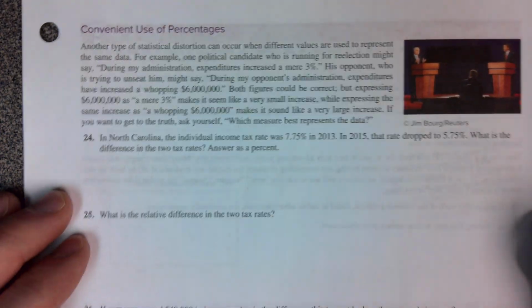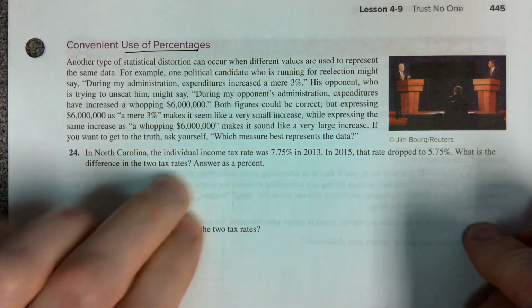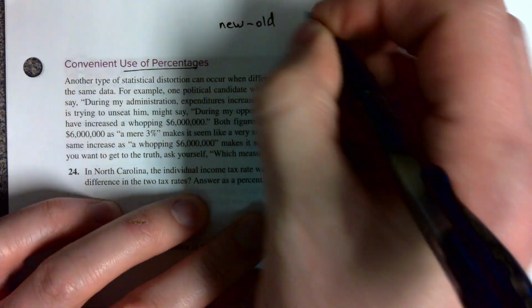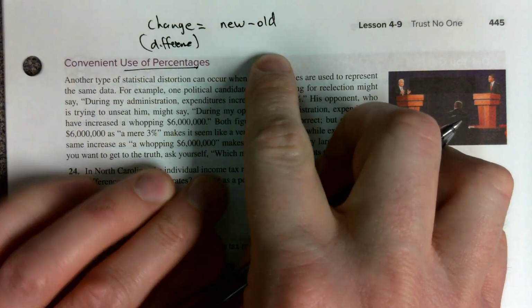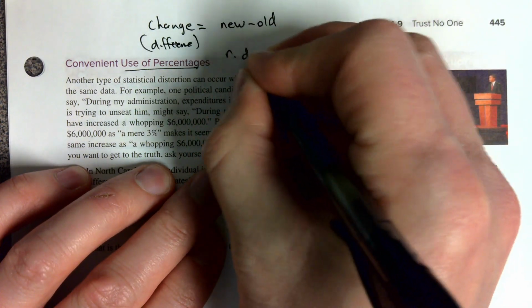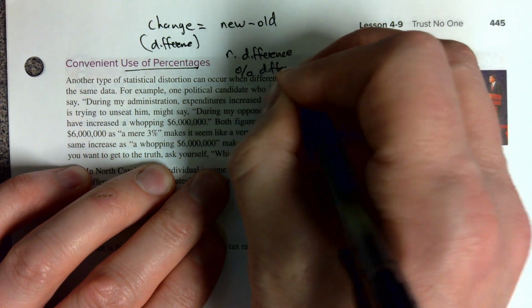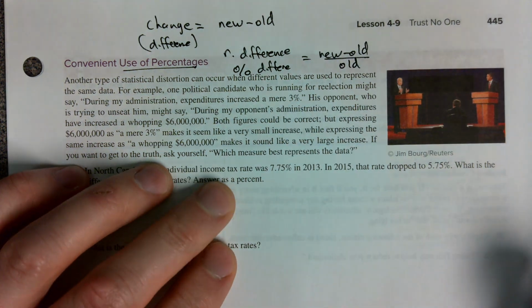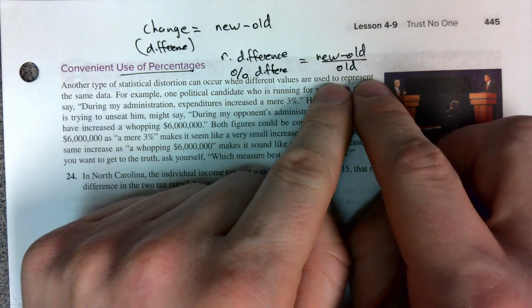Okay, the third thing here is using percentages. We beat this into you all in Unit 1. New minus old was the change between two numbers, or we could also call it the difference, right? The exact amount between two numbers. And then we had the relative difference, or relative change, or percent difference, or percent change, which was new minus old divided by old, which is a way to compare this new number relative to the old number: how much change is it? How much percent change?